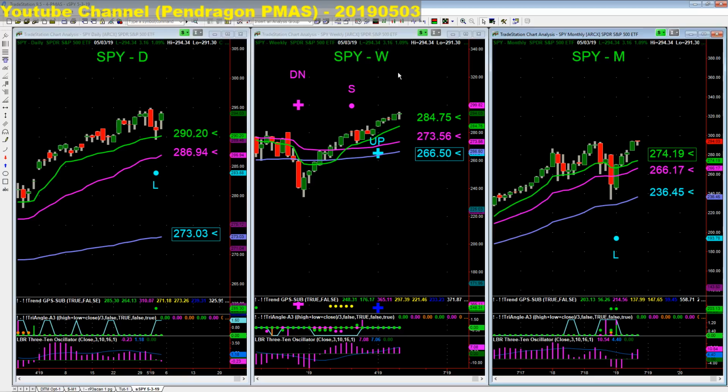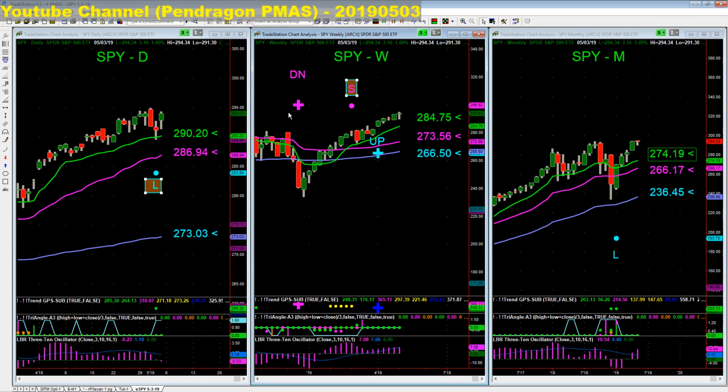And if you look at the middle, the weekly chart, this W stands for weekly. SPY, this is the product name. It's SPY, which is the S&P 500 ETF. S stands for confirmed short signal, S for short. L right here on the daily chart stands for long, and S stands for short.